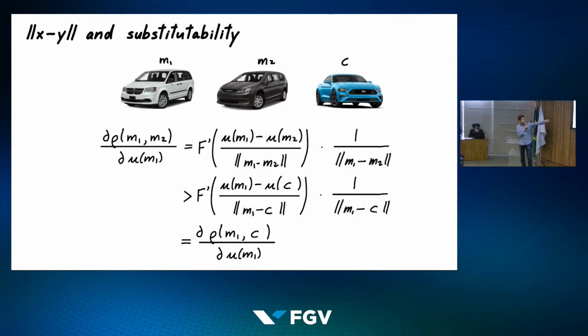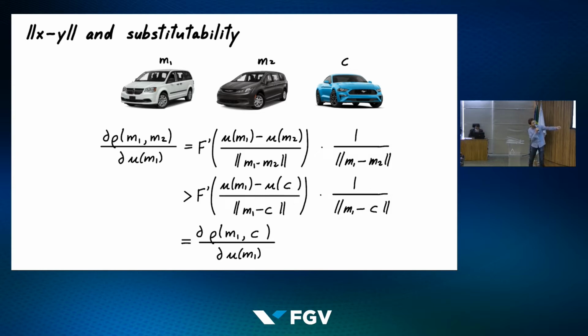Okay. So what happens is that the derivative of the probability that somebody ranks the first minivan above the second minivan is going to be the derivative of f with the ratio here, and then by the chain rule, you have 1 over the level of differentiation.